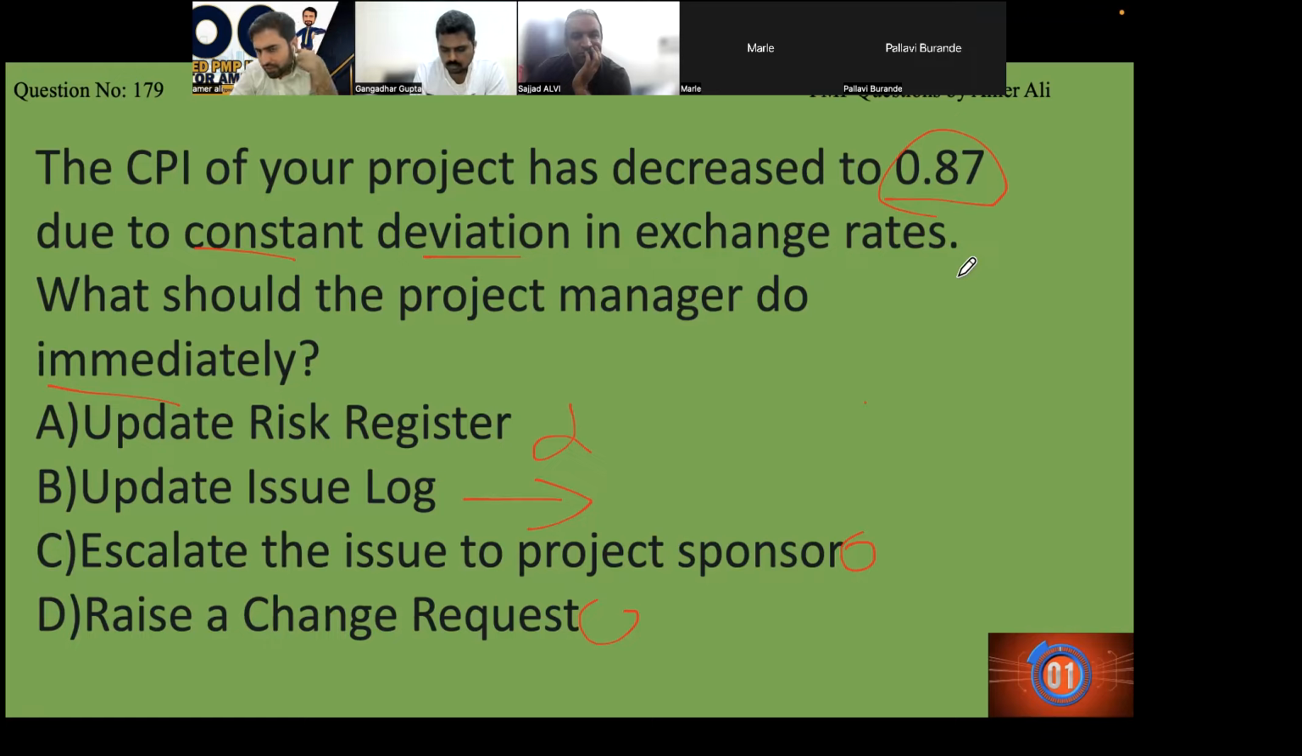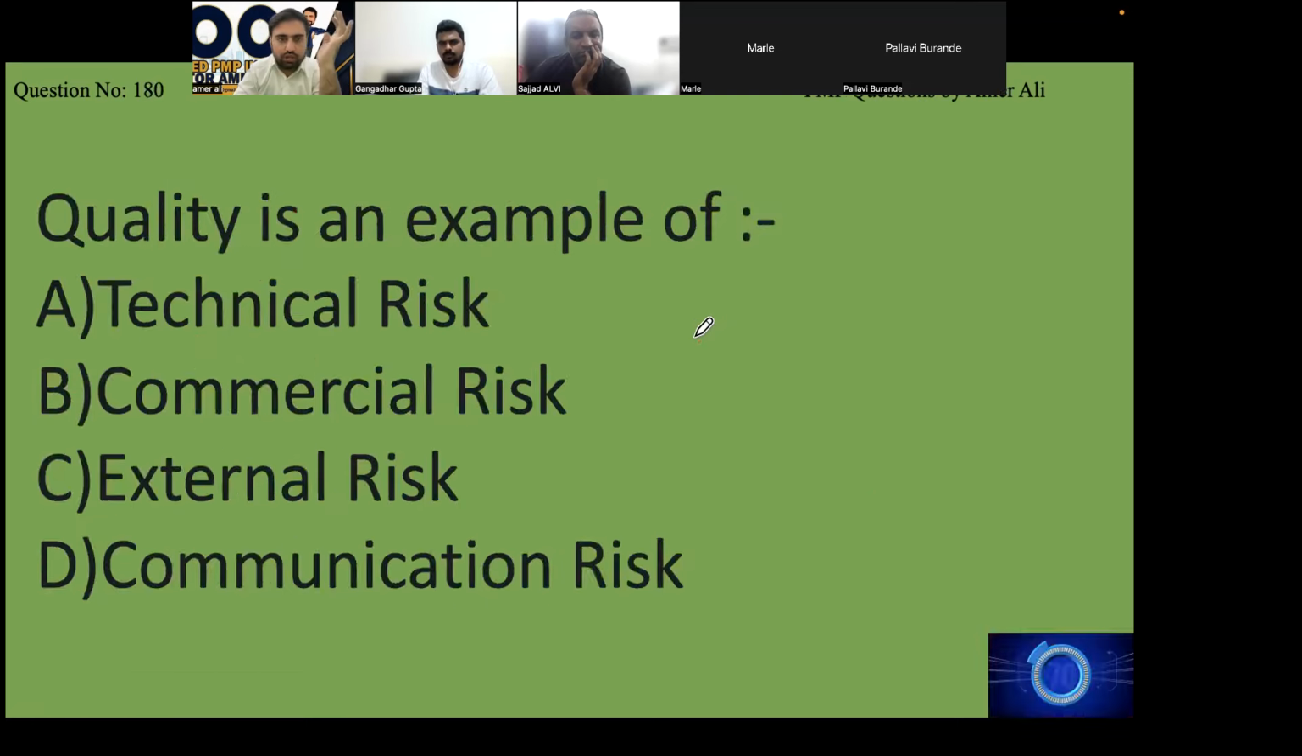The majority of people have put the answer B. As we discussed, it's not a risk, Prashant. It's an issue. Subrata, we discussed the flow of the issue. Grace, can you put one more time in the public message what the steps are if an issue occurred?